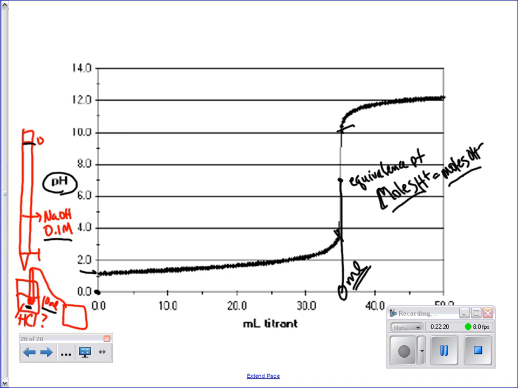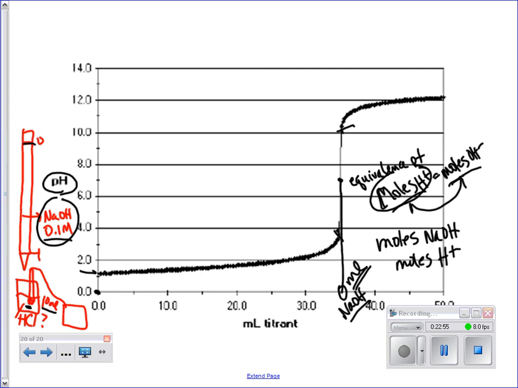Well, at this point, I know these are equal. If I know how many mL of NaOH I used, and I know the molarity of NaOH from the beginning, what can I calculate? I know molarity, and I know mL. Moles. I'm going to first calculate moles of NaOH. Once I calculate moles of NaOH, what does that also give me? Moles of H+, because they're equal at the equivalence point. Right? Moles of known, moles of unknown.